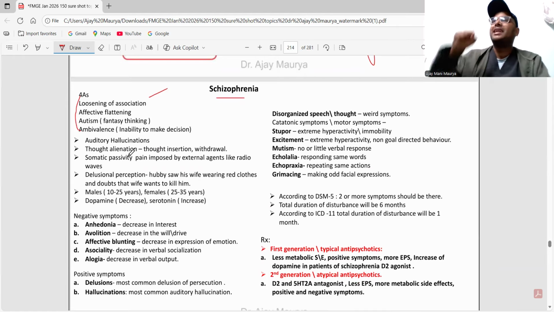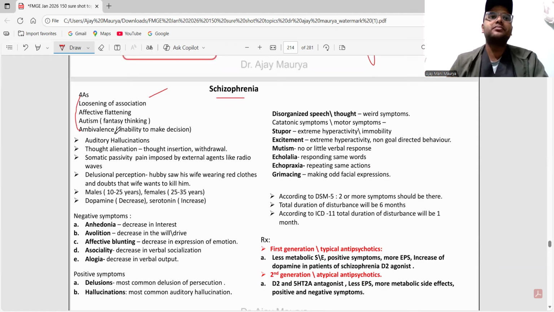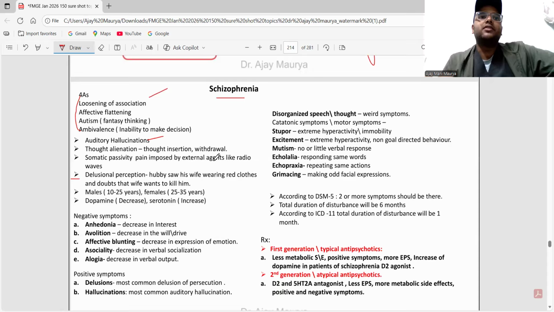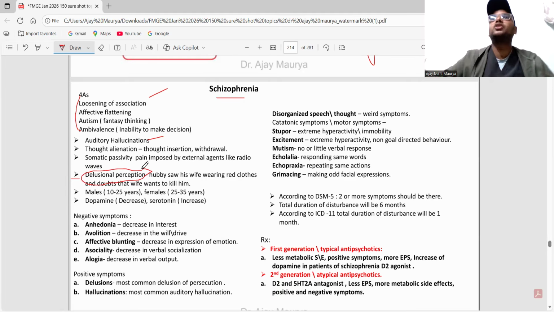They will ask you, what are the positive symptoms of schizophrenia? We have delusion and hallucination. Remember, delusion and hallucination. Which type of delusion is most common? It is the delusion of persecution, which is very important. Persecution means someone wants to kill him. That is the delusion of persecution.